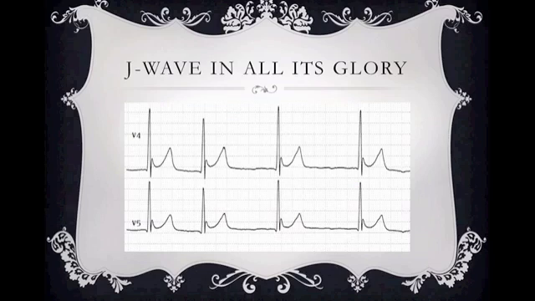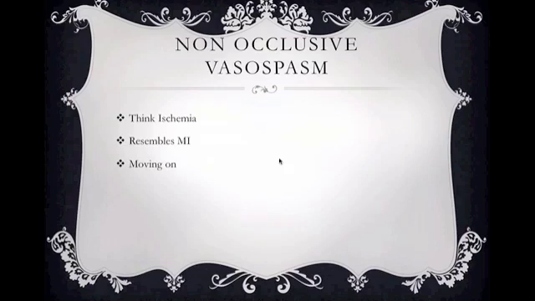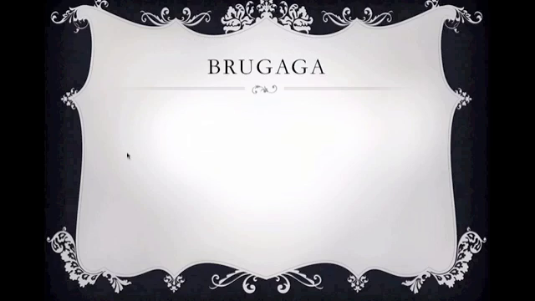All right. And again, here's a better picture of it. Osborn wave slamming into this R wave here, developing my T right there, that J point, classic Osborn wave causing ST segment elevation. All right, not a STEMI, this is an Osborn wave. So non-occlusive vasospasm, which is the N of elevation. Like I said, we're thinking ischemia, we're resembling MI.